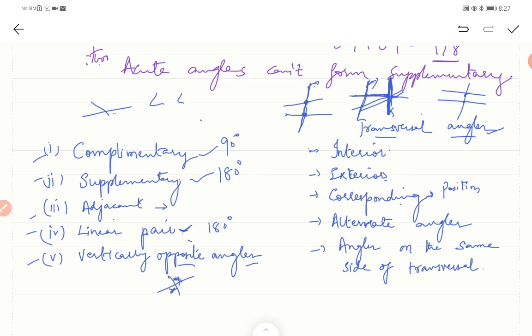So in this unit we studied interior angles, exterior angles, corresponding angles, alternate angles, and angles on the same side of the transversal. We will do problems, some exercise problems, in the next video, and that is it for this unit. We will do more problems, all the exercise problems, in the Zoom meeting, inshallah.